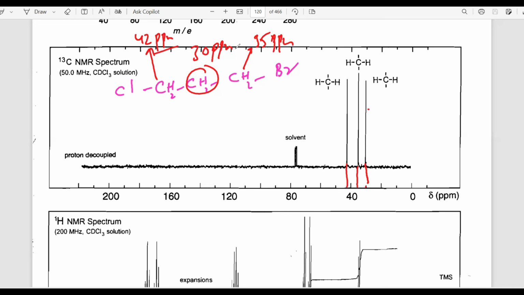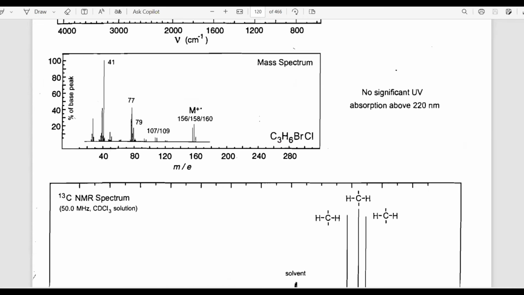And what's the name of this compound? How will you assign numbering to this compound, how will you write the IUPAC name of this compound? Numbering will start from here because bromo comes first as compared to chloro. So 1, 2, 3. So the name is 1-bromo-3-chloropropane. Okay, now let's look at the mass spectrum of this compound.